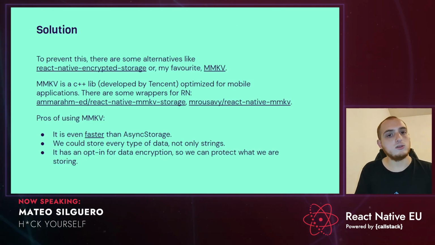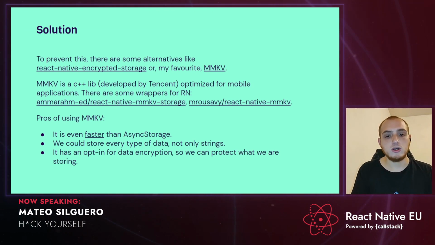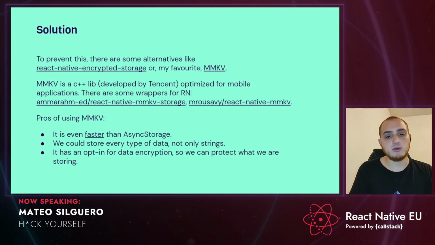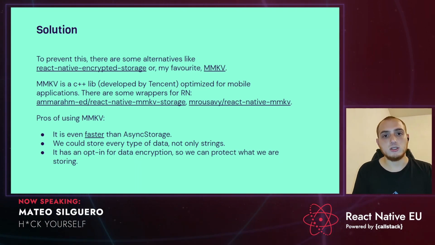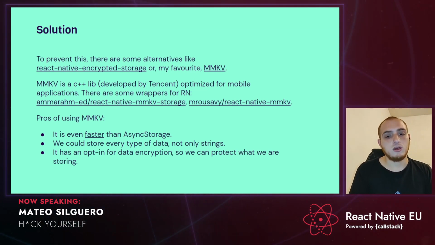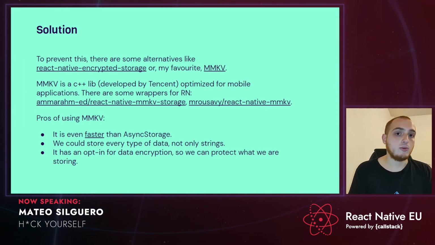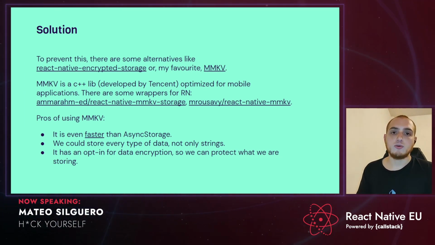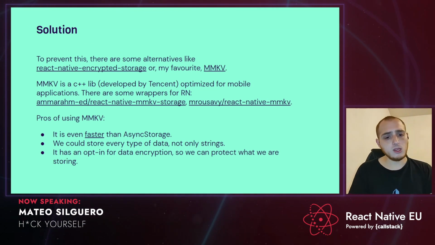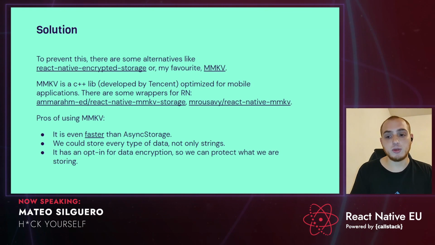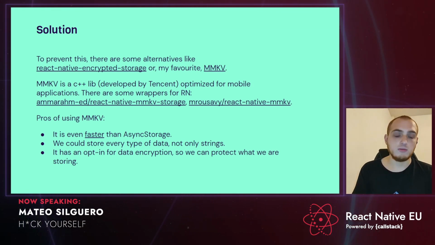To prevent this, there are some alternatives like React Native Encrypted Storage, or my favorite, MMKV. MMKV is a C++ library developed by Tencent. Tencent is the company behind WeChat and other apps. It is optimized for mobile applications, and there are some wrappers for React Native. For example, react-native-mmkv-storage and react-native-mmkv.